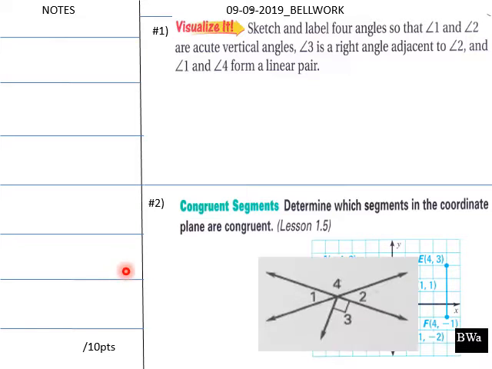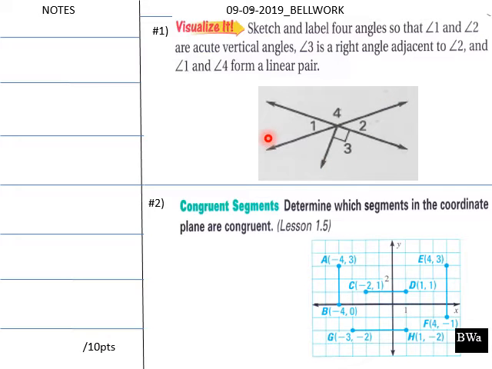Okay, welcome back for your solutions. Here's what you're describing: you have 2 intersecting lines, and then one other line that is perpendicular. That makes one of the 4 angles a right angle. This would be your right angle right here. So angle 3 is a right angle adjacent to angle 2, which is here. And angles 1 and 4 form a linear pair. Here's your linear pair. Angle 3 and 2 will not form a linear pair, but they're adjacent to each other.